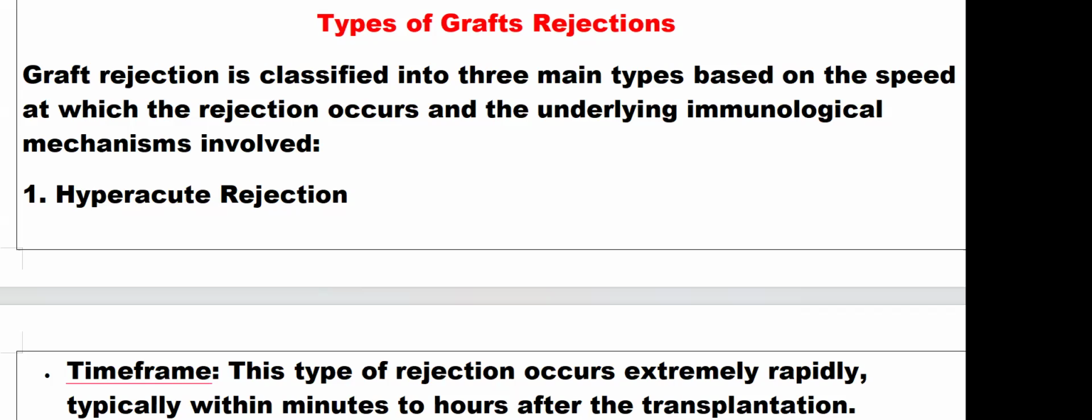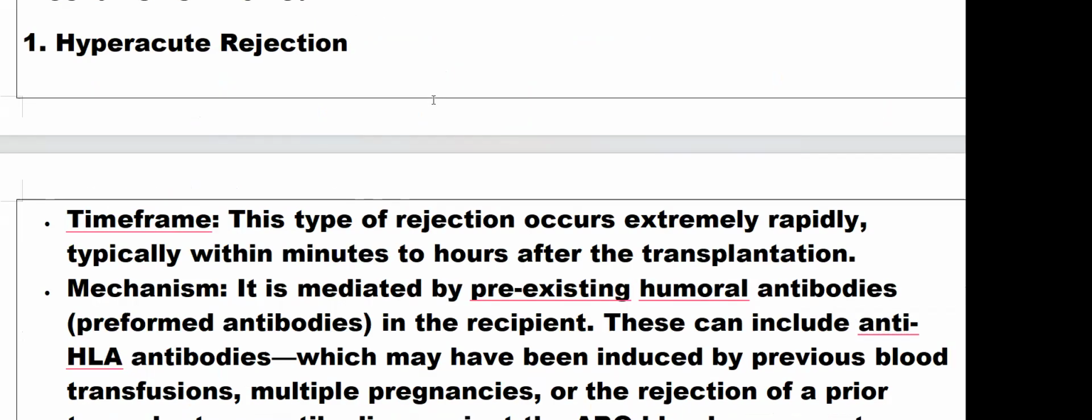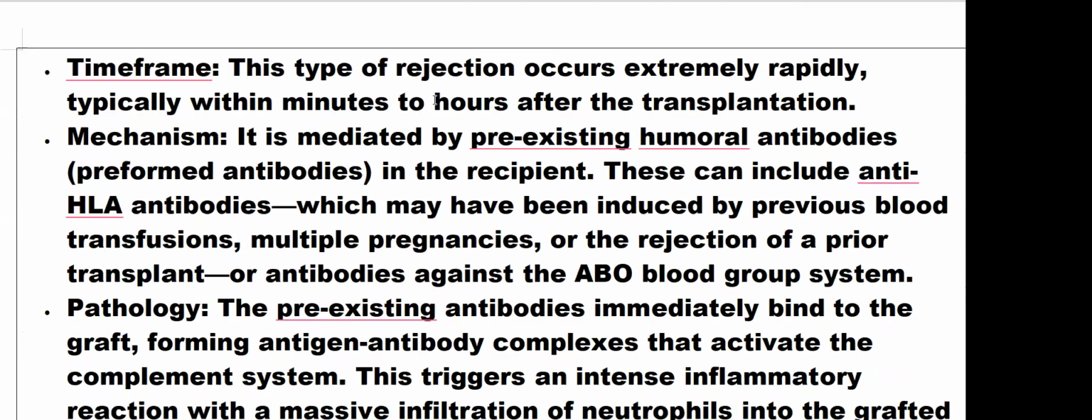Types of graft rejections. Graft rejection is classified into three main types based on the speed at which the rejection occurs and the underlying immunological mechanisms involved. Number one, hyperacute rejection. Hyperacute rejection time frame.